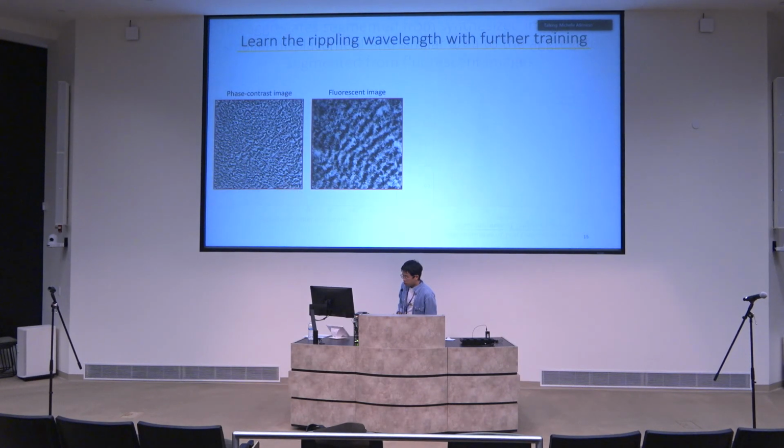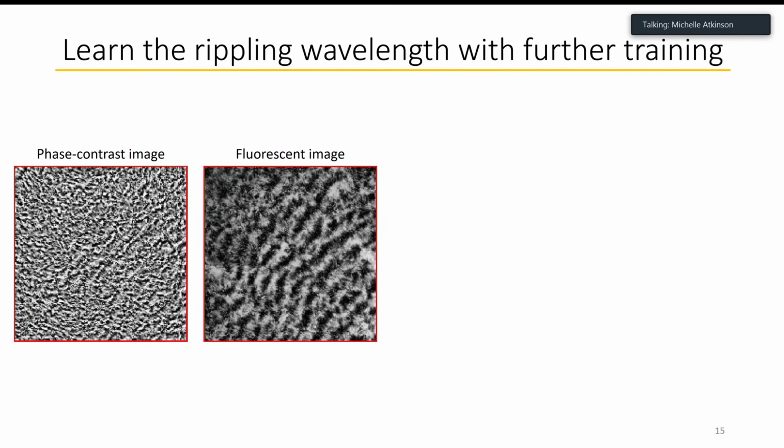Next, what if we are interested in more self-organization patterns of myxos? For example, the rippling waves. Here, you can see that on the phase contrast image of ripples, we sometimes cannot see the ripples. However, the ripple is really clear on the fluorescent image. So this conversion will really help our study.